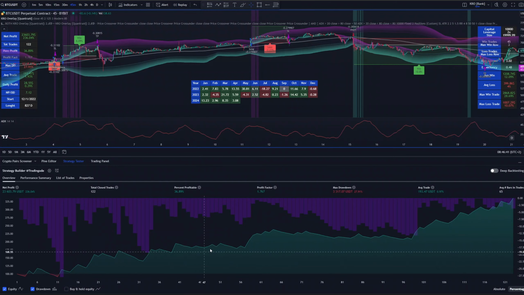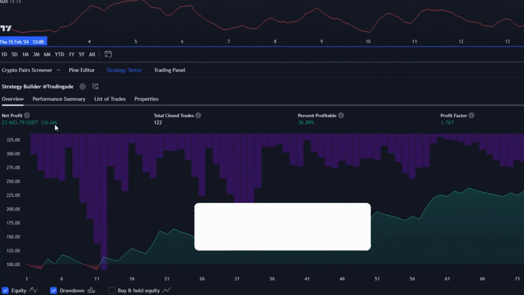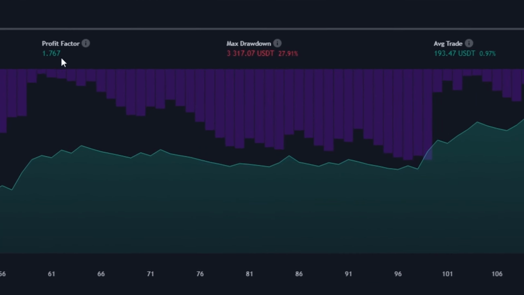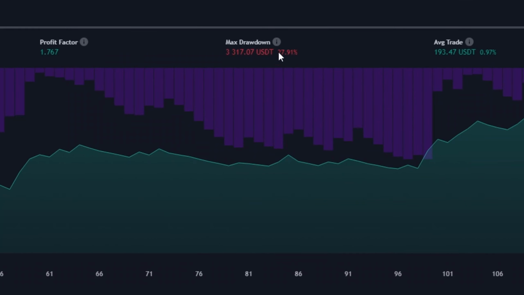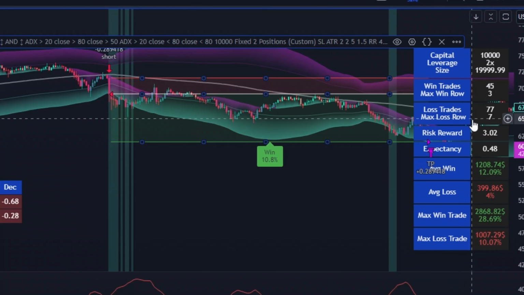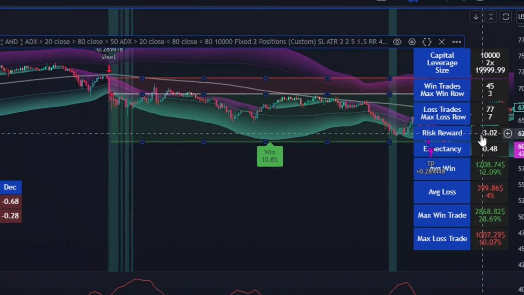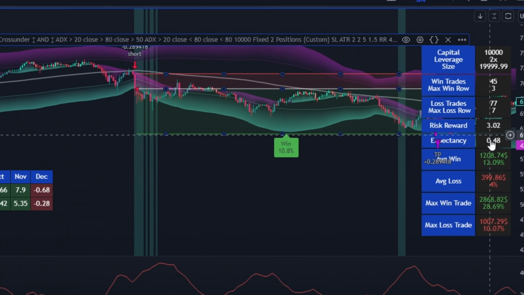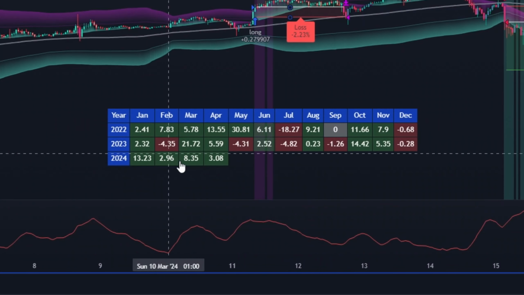And as you can see guys, we have a good equity line, 236% net profit, 122 total closed trades, 36.89% win rate, 1.76 profit factor, 27.9% max drawdown, 0.97 average trade. Net profit to drawdown 7.12, which is absolutely amazing. Max win row 3, max loss row 7, which is not really good, but we have a risk reward of 3, which is absolutely interesting. Expectancy 0.48, and the monthly table shows absolutely good results.